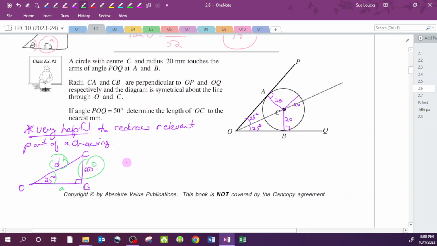Yeah, so in my notes, I did the wrong one. I found OB, not OC. I did label it that I found OB. That's not what I was asked to find. I did that when I was sick. Anyway, we've got sine.